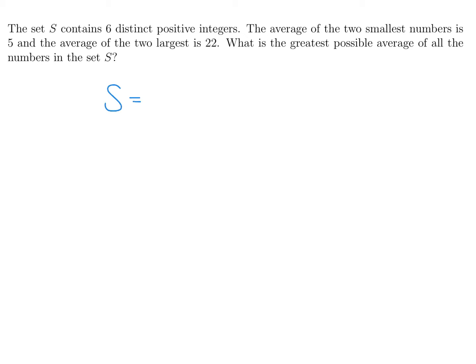Okay, so let's say we have a set, and they're saying 6. So A, B, C, D, E, and F will be the letters to represent those 6 numbers. And then they're telling me that the average of the two smallest, which I will call A and B, is 5. So that means (A plus B) over 2 is equal to 5, and A plus B is equal to 10.